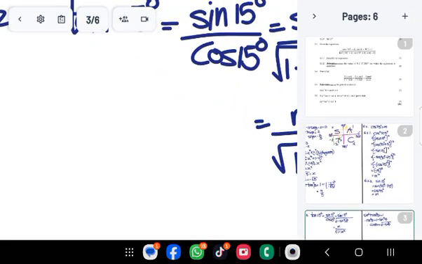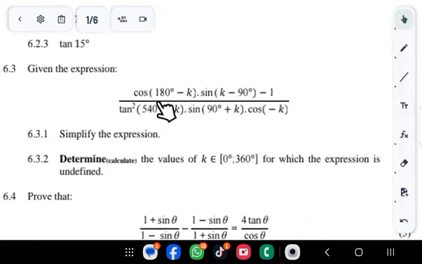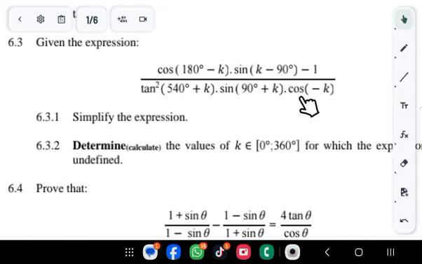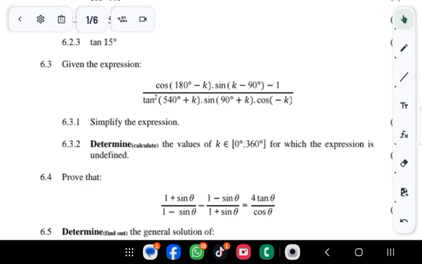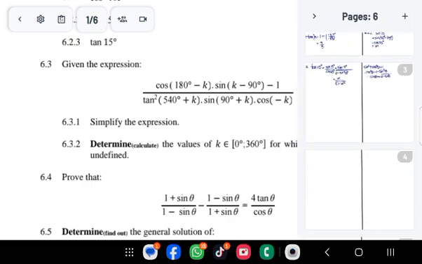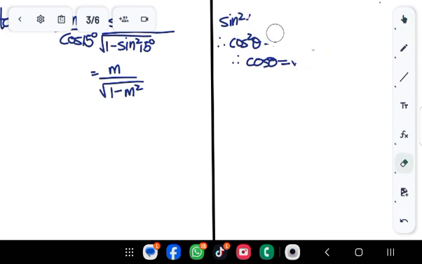All right, next question, 6.3. Given the expression, simplify the expression, that should be easy. So we've got 6.3.1. Okay, let's remove this. 6.3.1, cos of 180 minus k.